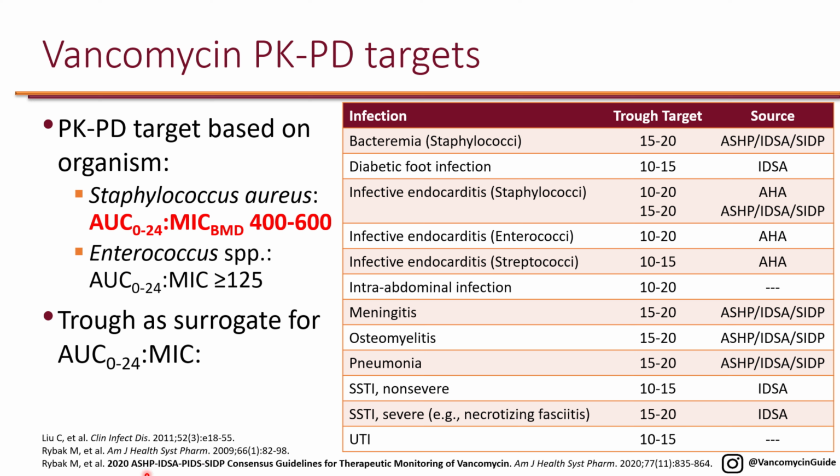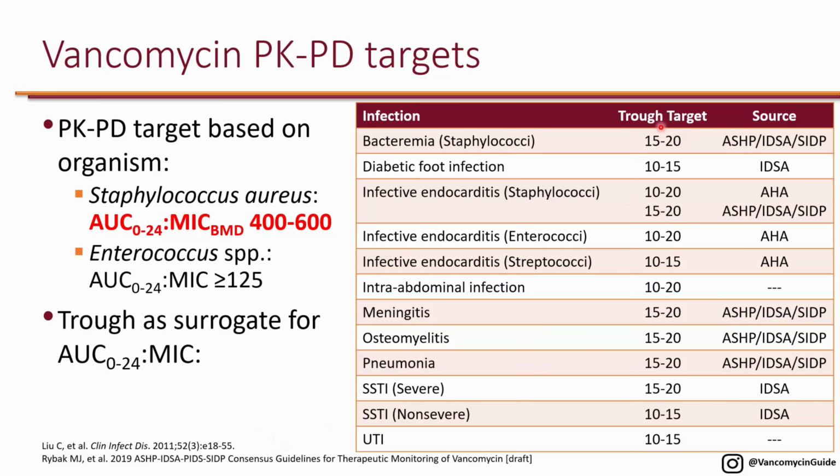However, the 2020 guidelines actually do not recommend targeting a trough. They recommend targeting an AUC to MIC of 400 to 600. However, it is important to note that these guidelines only make recommendations for severe infections. They don't make any recommendations for non-severe infections because of insufficient evidence.